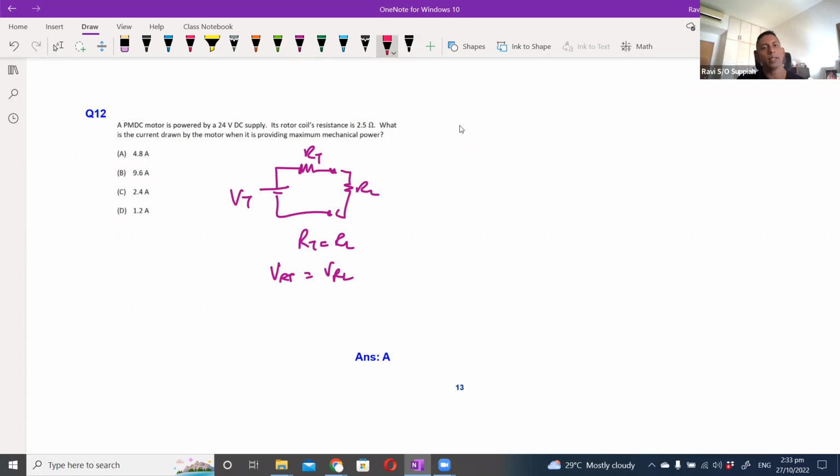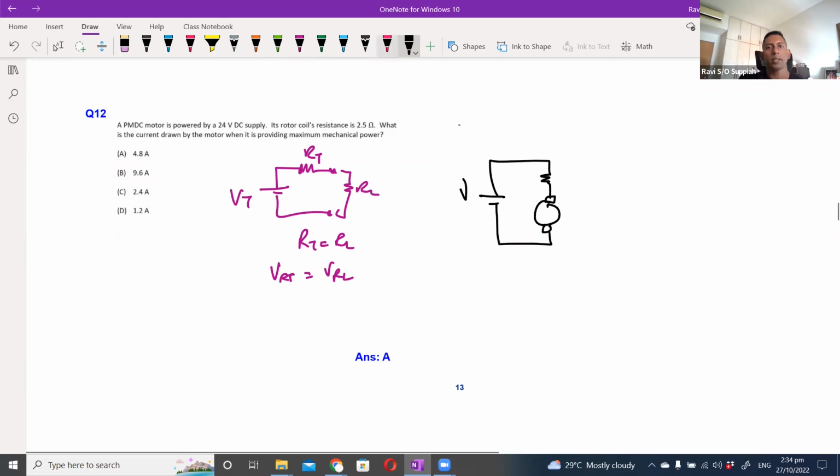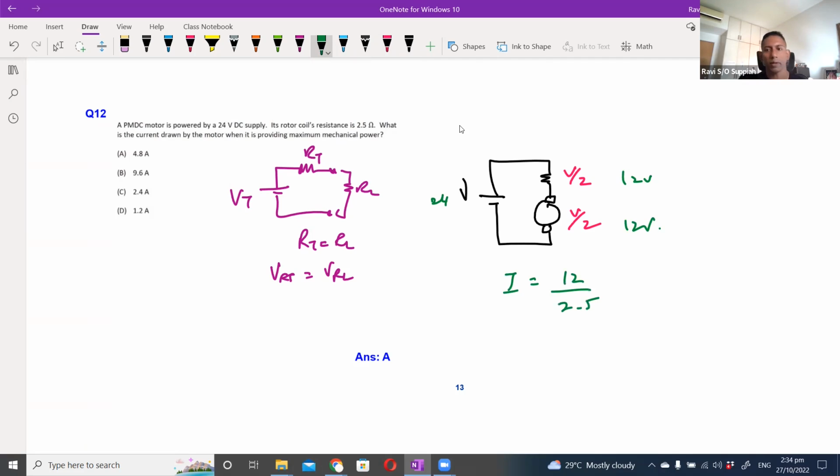Equivalently, if I have the same situation with a motor, I have a voltage source, a resistor and a motor. Whatever the voltage, I have maximum power delivered if the voltage is equally divided. So that's maximum power transfer. That means if my source is 24 volts, then here must be 12 volts and here must be 12 volts. Since the resistance is 2.5, the current will be 12 over 2.5, which is 4.8 ampere.